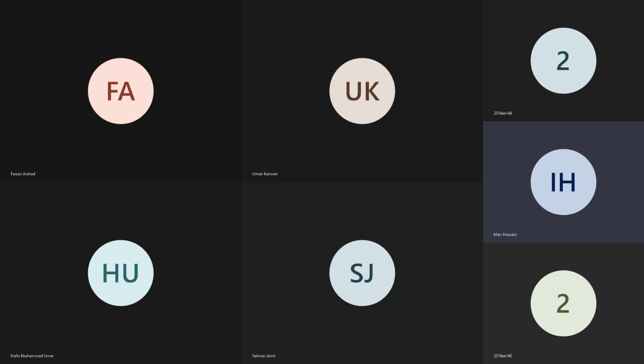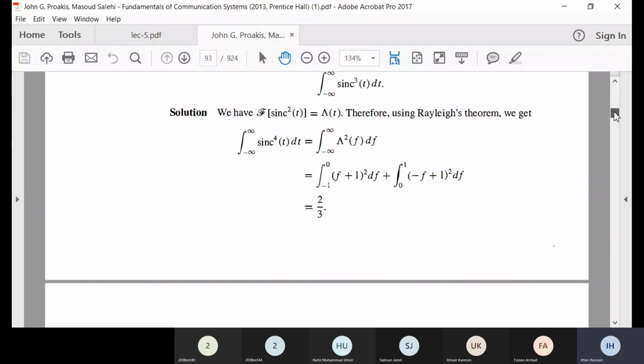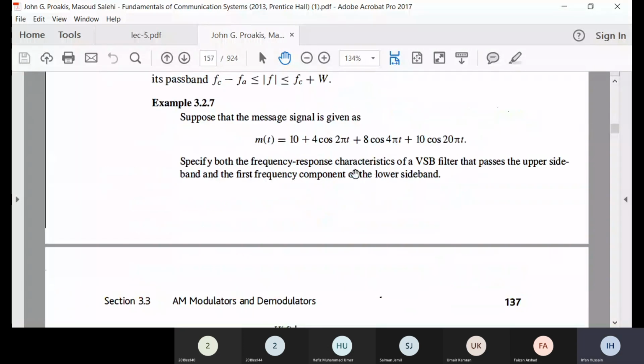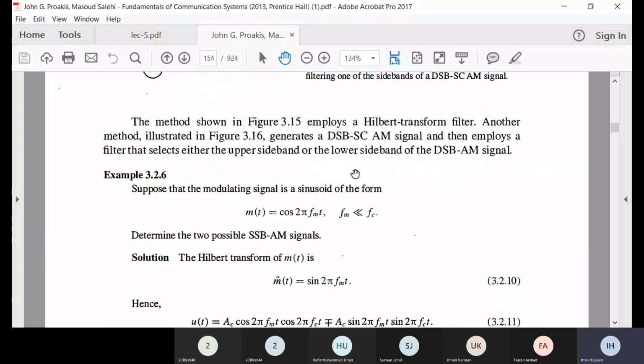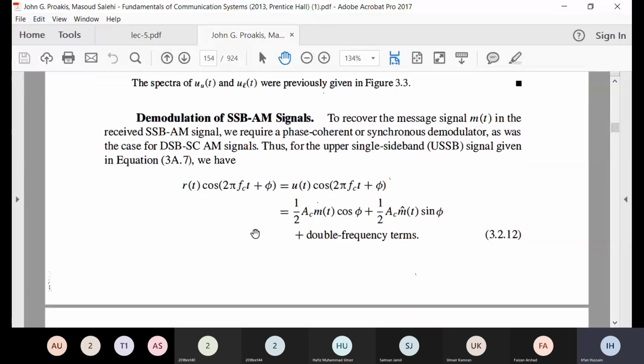So I hope all of you can see the screen. We had started chapter 3. In the last lecture we covered single sideband amplitude modulated signals. We also did this example. So today we will start from this section, demodulation: how to get back the original signal from single sideband amplitude modulated signals.